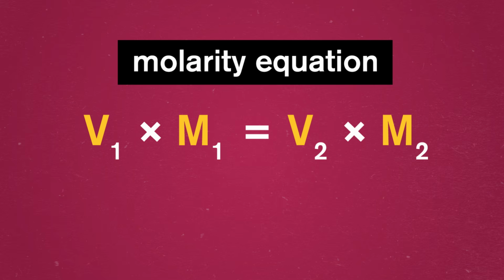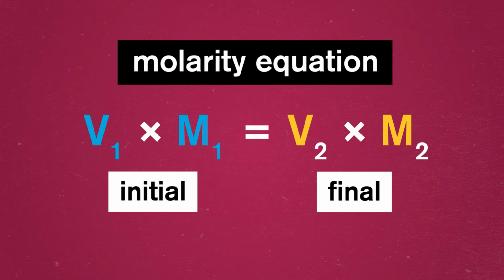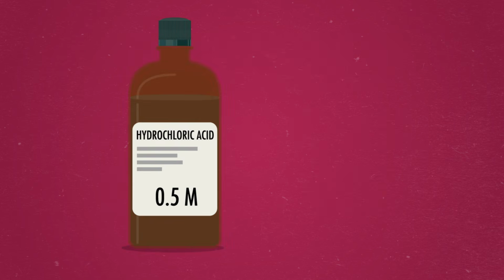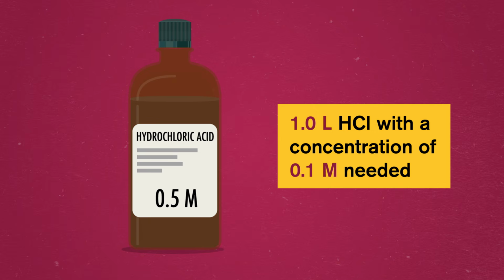To solve problems where we need to dilute a stock solution to get the molarity we need, we use a molarity equation. It states that the initial volume times molarity is equal to the final volume times the final molarity. We use M1 and V1 for the initial molarity and volume, and M2 and V2 for the final ones. Let's say we have a stock solution of 0.5 molar of HCl, and we need 1 liter of HCl with a concentration of 0.1 molar.